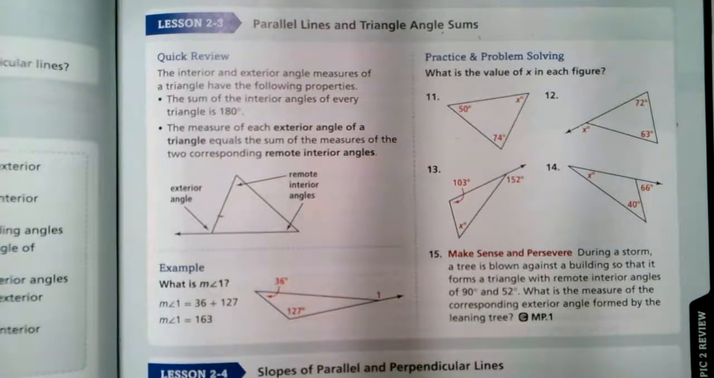Ooh, one last problem. Make sense and persevere. During a storm, a tree is blown against a building so that it forms a triangle with remote interior angles of 90 and 52 degrees. What's the measure of the corresponding exterior angle formed by the leaning tree?